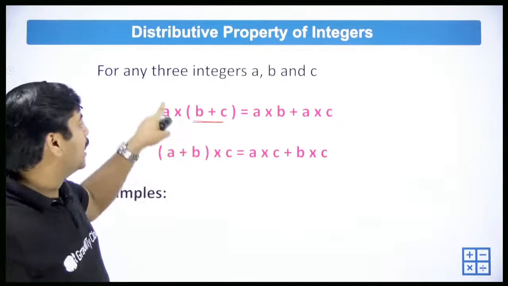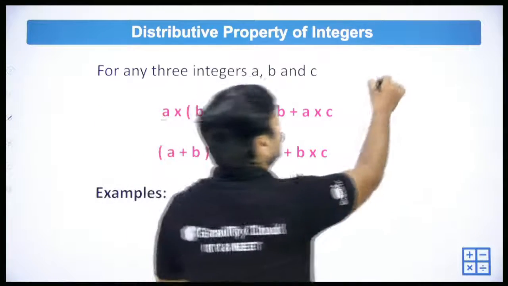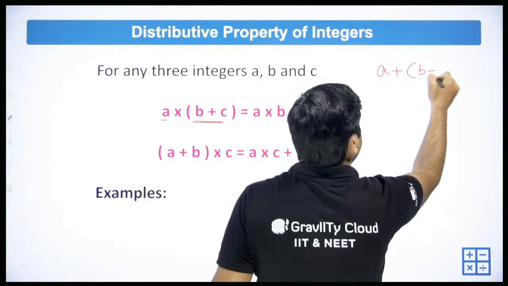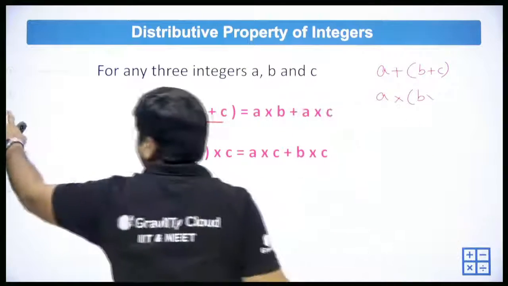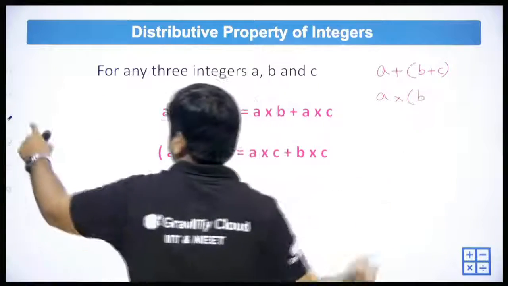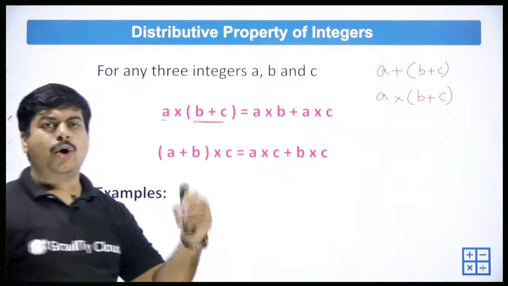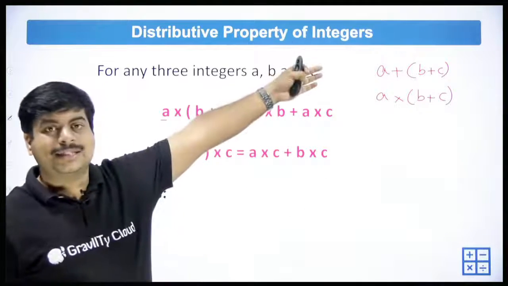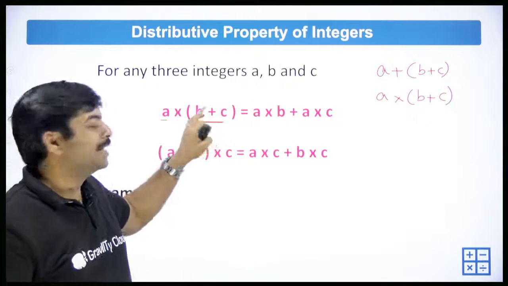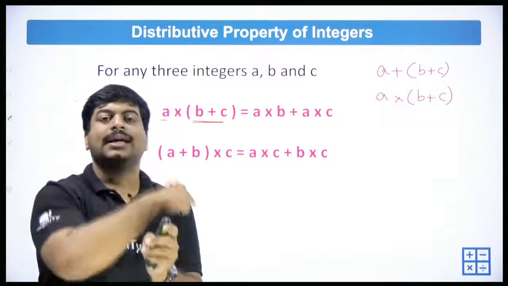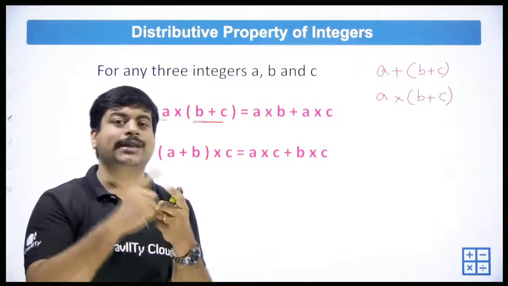It is not addition, it's not A plus, it is A into. That is again a big mistake you make. You always confuse A plus B plus C and A into B plus C. These two are two different things. You should not confuse between these two. In the first case, we are just adding all the three numbers. Associative property we discussed. But now you are having multiplication as well as addition, two different operations in the same property.